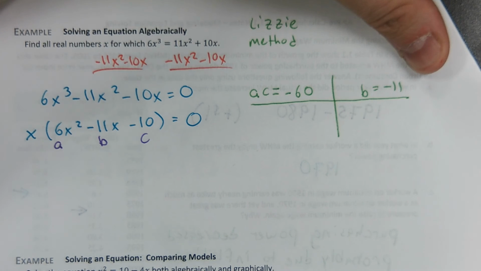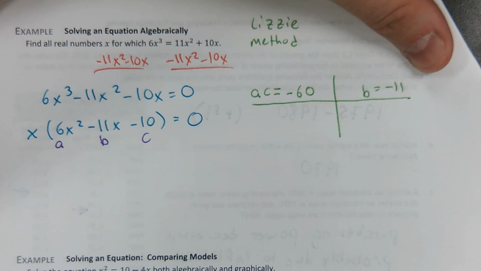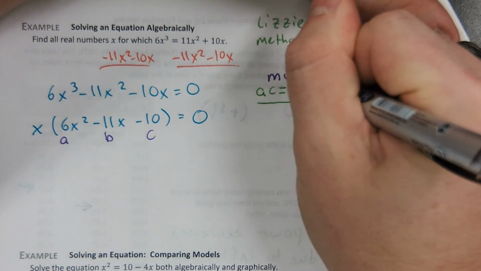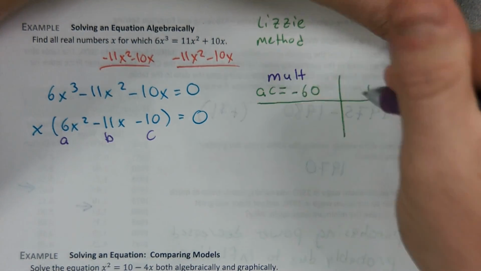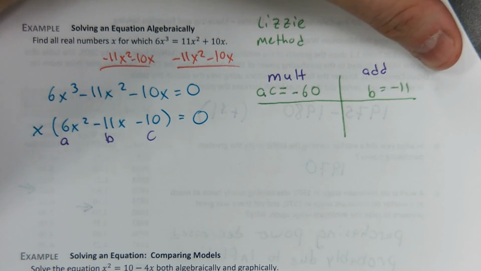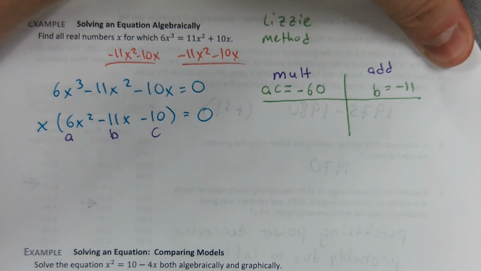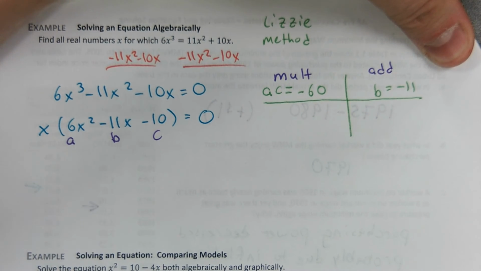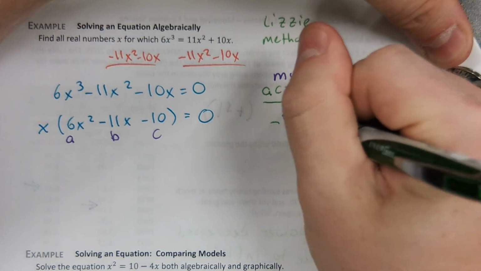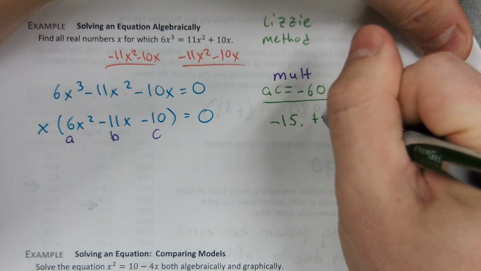Your job is going to take some multiplication skills, so hopefully you have multiplication skills on lock. Your job is to figure out which two numbers will multiply to that negative 60 and add to that negative 11. Now, Jack W., I heard you say them a few minutes ago. What were those two numbers? Negative 15 and positive 4.